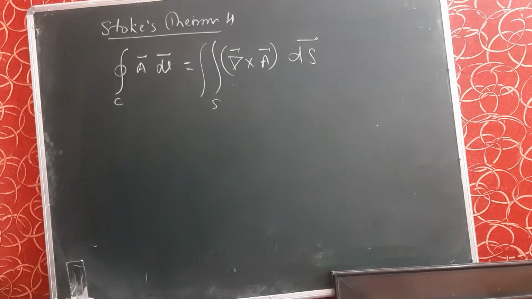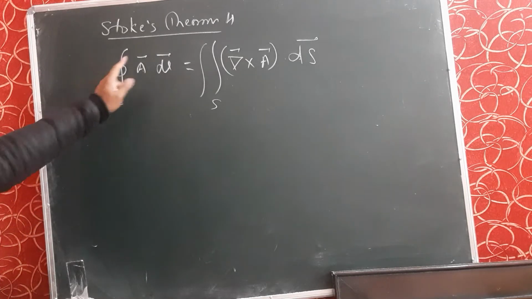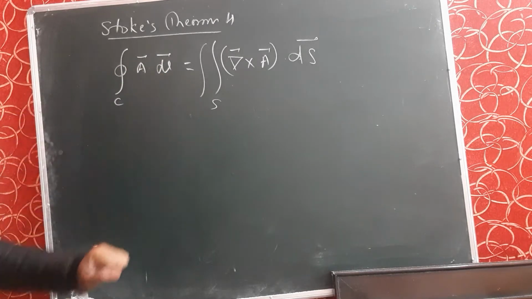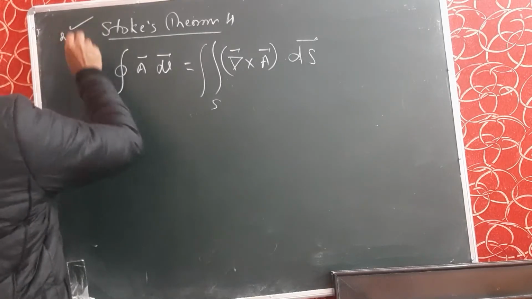In the previous article, that is Gauss divergence theorem, we have proved the double integral into triple and triple into double. But in Stokes theorem, single integral is converted into double. So this is the second theorem, and that is very important.